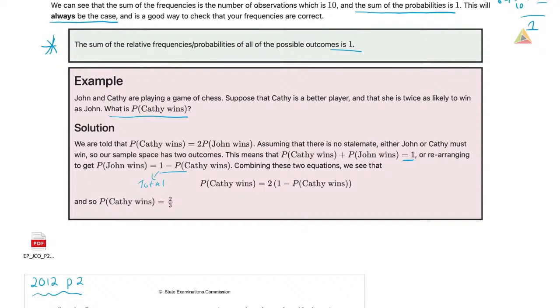Combining these 2 equations, we can see that the probability of Kathy winning is equal to 2 times 1 minus the probability of Kathy winning, because remember, we rewrote this as the probability of John winning. And because of that, the probability of Kathy winning is 2 out of 3, or 2/3.